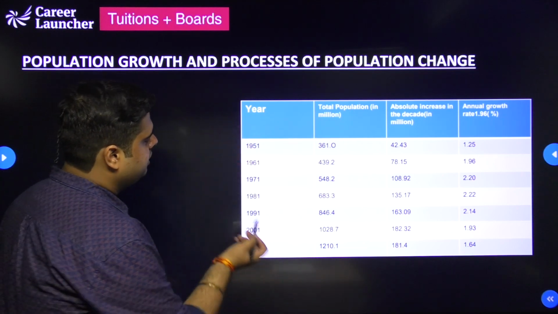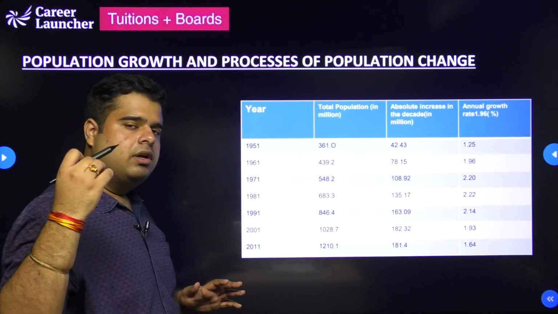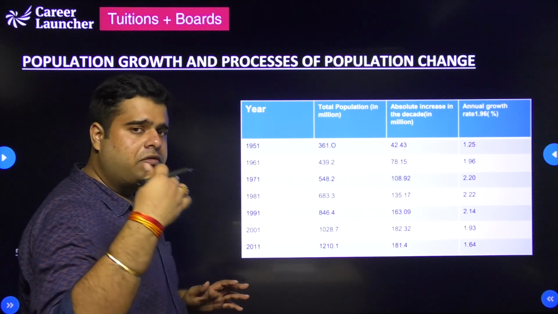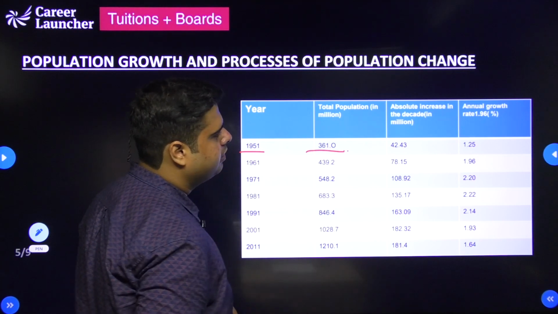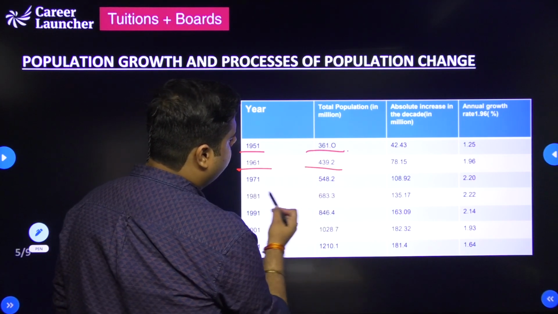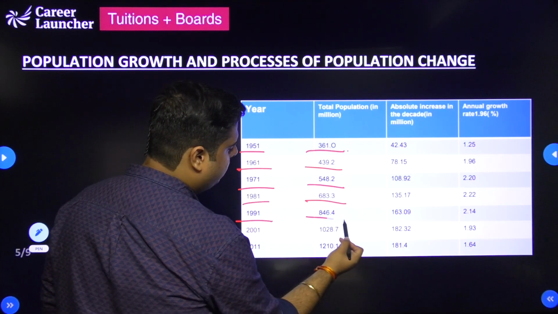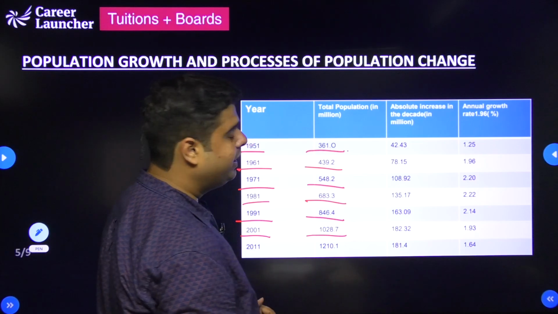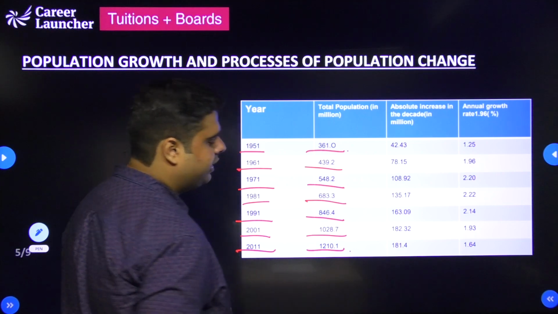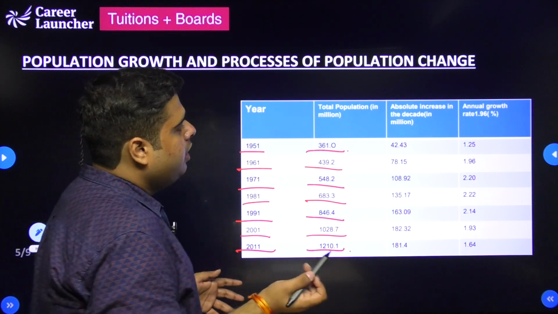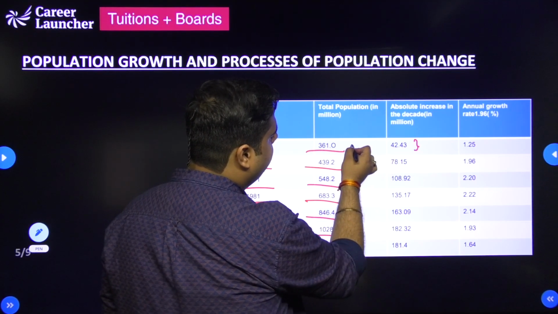Moving ahead, let's understand population growth and processes of population change. In this table, we can see the census until 2011. The census was implemented by the government of India at an interval of minimum 11 years. In 1951, the total population of India was 361 million. In 61, it rose to 439. In 1971, it became 548. In 81, 683. In 91, 846. In 2001, 1028 million. In 2011, it was 1210, that is 1.2 billion. Based on this change, this figure refers to this minus this.